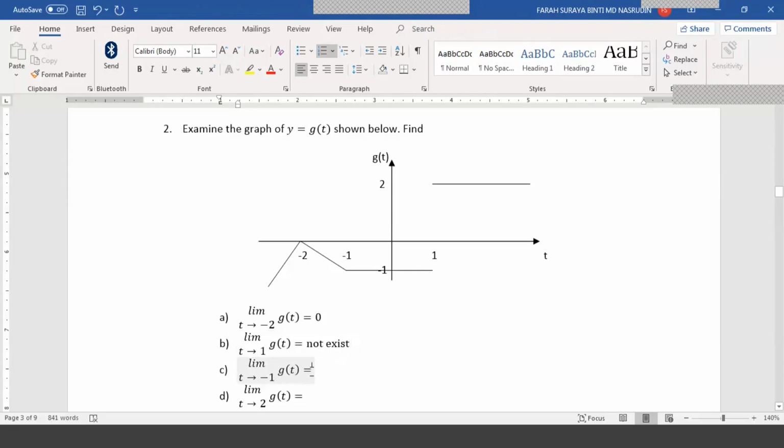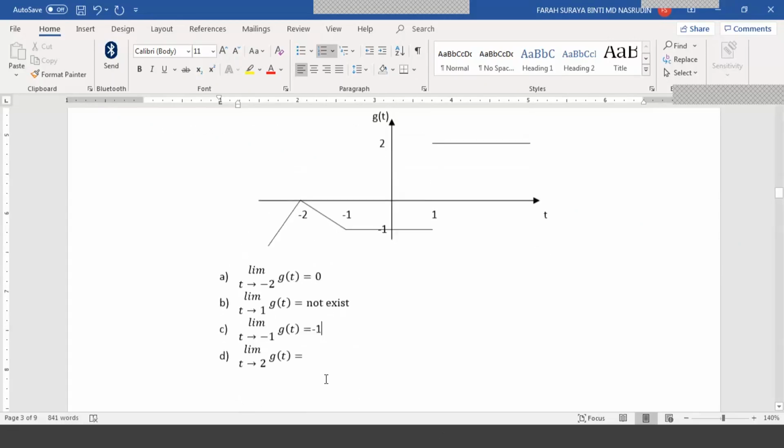Okay, limit T approach negative 1. Zaim Irfan. Okay. Left limit dia berapa kalau approaches negative 1? Negative 1. Okay, right limit? Negative 1 juga. So, conclusion dia? Negative 1. Okay, terima kasih.